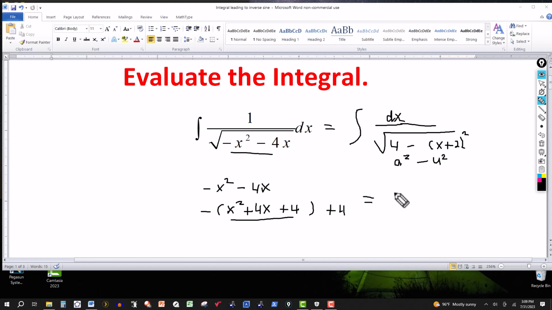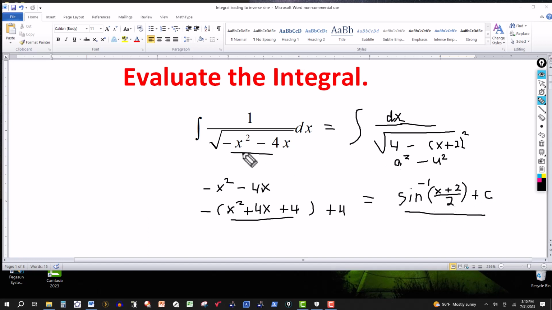But either way, the integral of this is going to be sine inverse, so I can use arc sine, and this is going to be u, which in this case is the x plus 2. So it's x plus 2 over a. In this case, a squared is 4, so a is 2, and then it's plus the constant of integration. So this is the final answer.